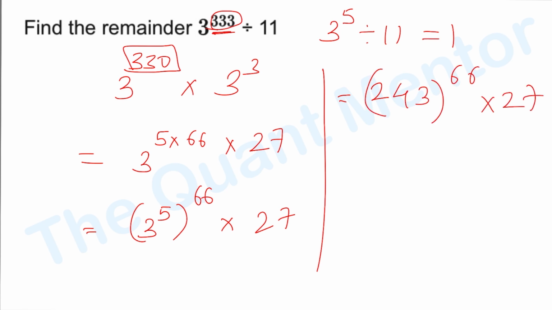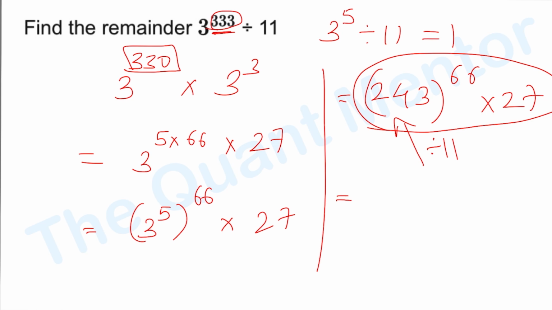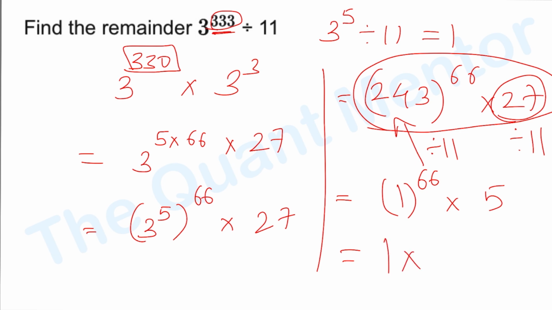We want the remainder of this entire thing with 11. We know that 3 raised to 5, or 243, on dividing by 11 gives the remainder 1. So the first part becomes 1 raised to 66 into 27 divided by 11. 27 divided by 11: 11 2s are 22, the remainder is 5. 1 power 66 is 1 only. 1 into 5, the final remainder will be 5. Okay, so pretty straightforward approach. It's not too difficult. If you have been solving questions of remainders, you would have already come across this particular approach.